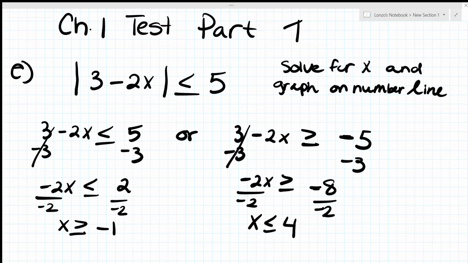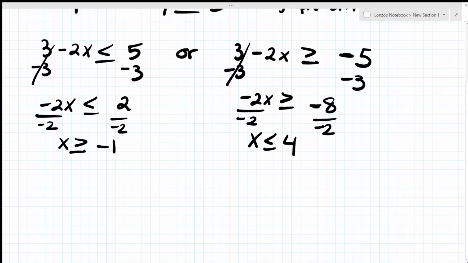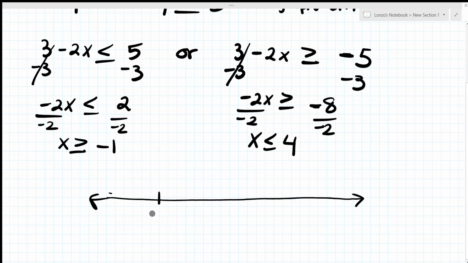So we have two solutions: x is greater than or equal to -1, or x is less than or equal to +4. So we have to graph it on a number line. I put my smallest number on the left, so my smallest number is -1. And then my biggest number is +4.